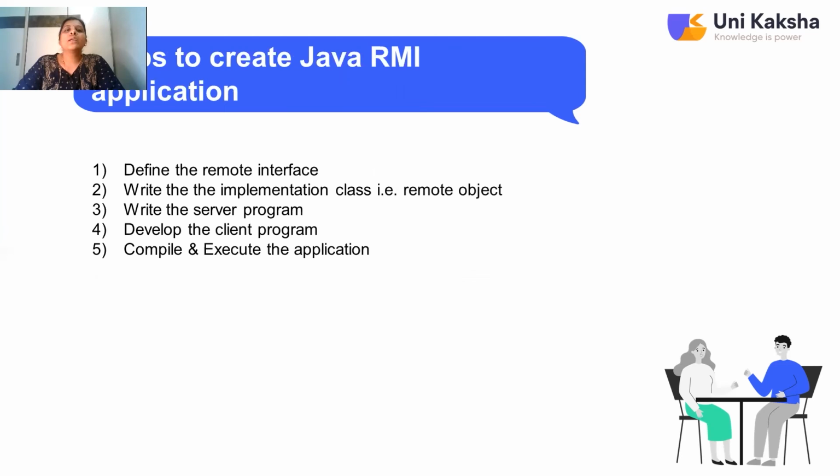So these are the steps to create a Java RMI application. So what are the steps? The very first step is you have to define the remote interface. That is again the most important thing. Then the second thing is you have to write the implementation class, that is the remote object, through which you are going to communicate with another JVM or another object of that particular JVM. You have to write the server program, then you have to write the client program, and finally you can compile and execute the application. So these are the basics about RMI, which we are using for establishing the remote application or distributed application in Java.